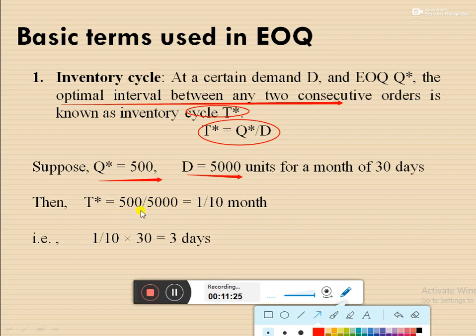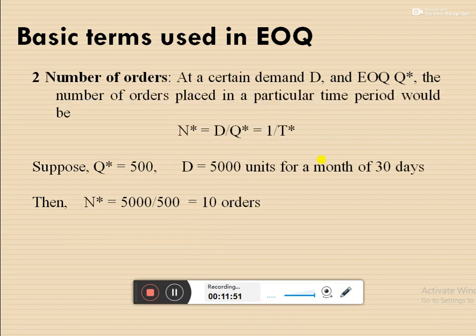So by putting these values, 500 divided by 5000, which is equal to 1/10 of a month, and 1/10 of a month of 30 days would be equal to 3 days. So in this case the inventory cycle would be equal to 3 days. So 3 days are the optimal interval between any two consecutive orders in this situation. So in this way we can calculate the value of inventory cycle. Second basic term that is used in economic order quantity model is number of orders.